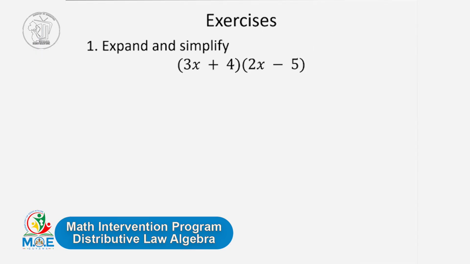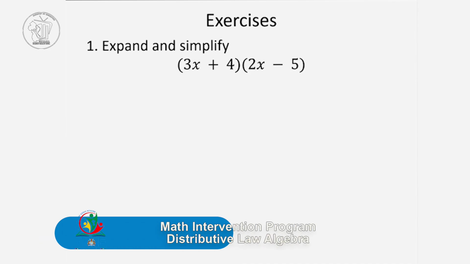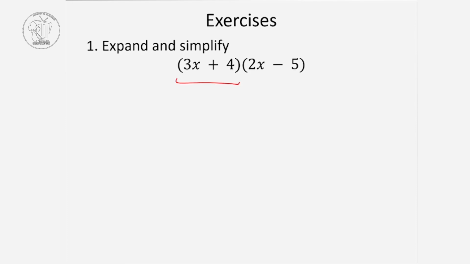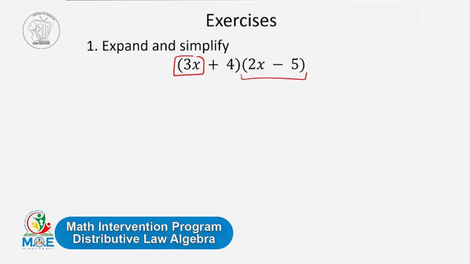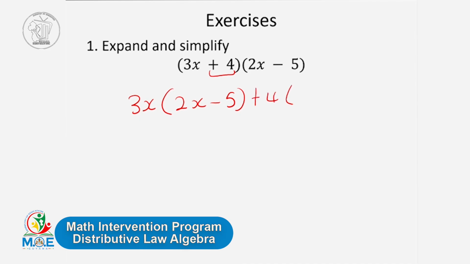So this one is similar to the one that we previously did. So let's go through this. So we have 3x plus 4 in one bracket, all multiplied by 2x minus 5. So we take the first term here and we multiply it by everything in this bracket. So this will be 3x multiplied by 2x minus 5. And then we take the second term, which is plus 4, and we multiply by everything. So plus 4 multiplied by 2x minus 5.